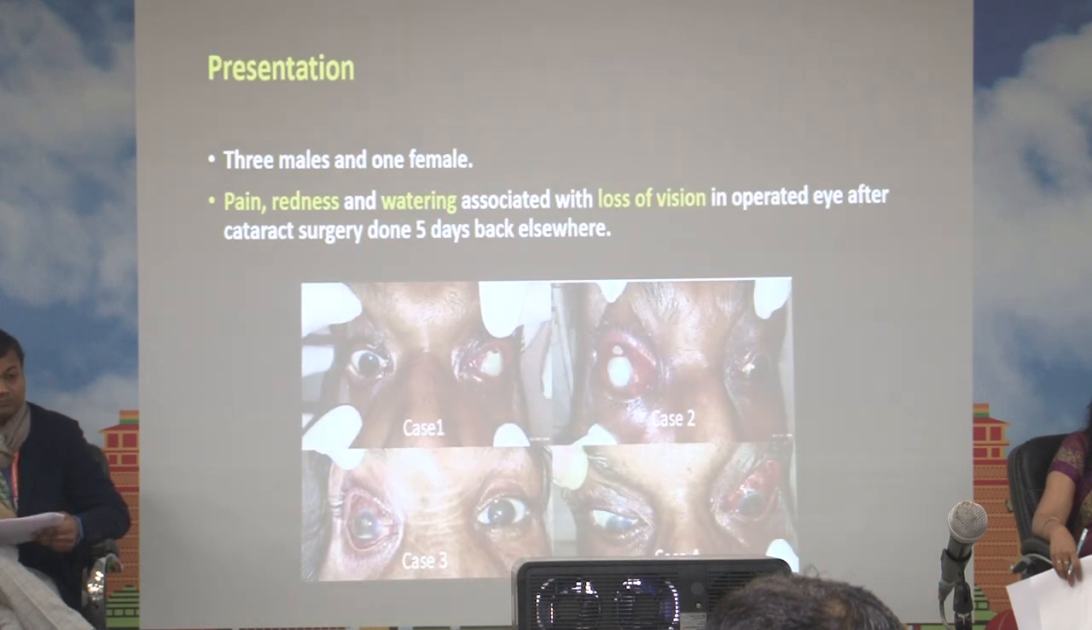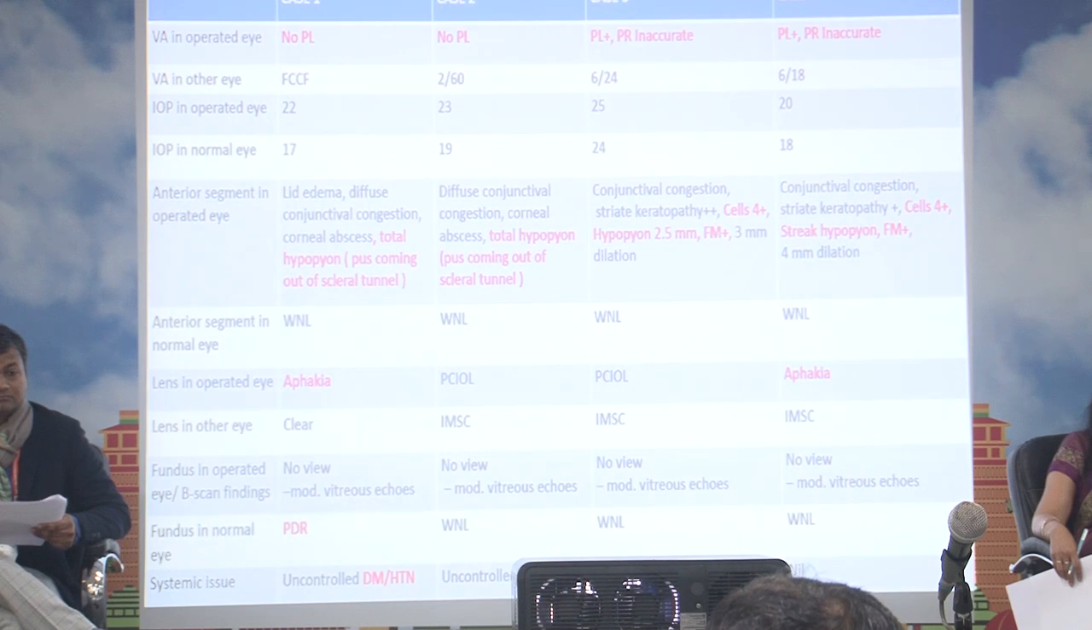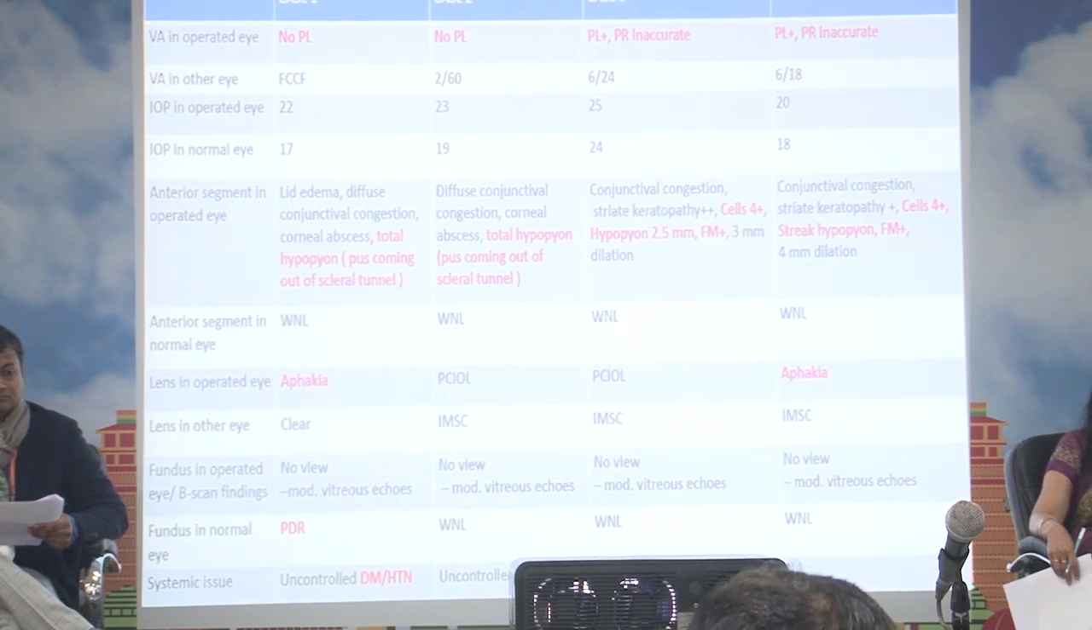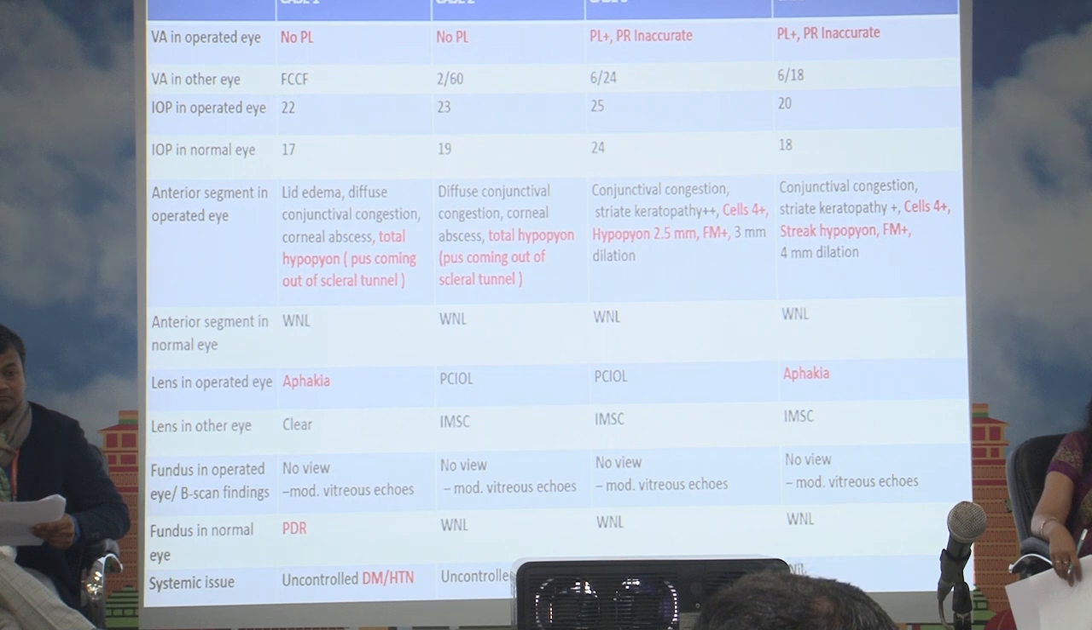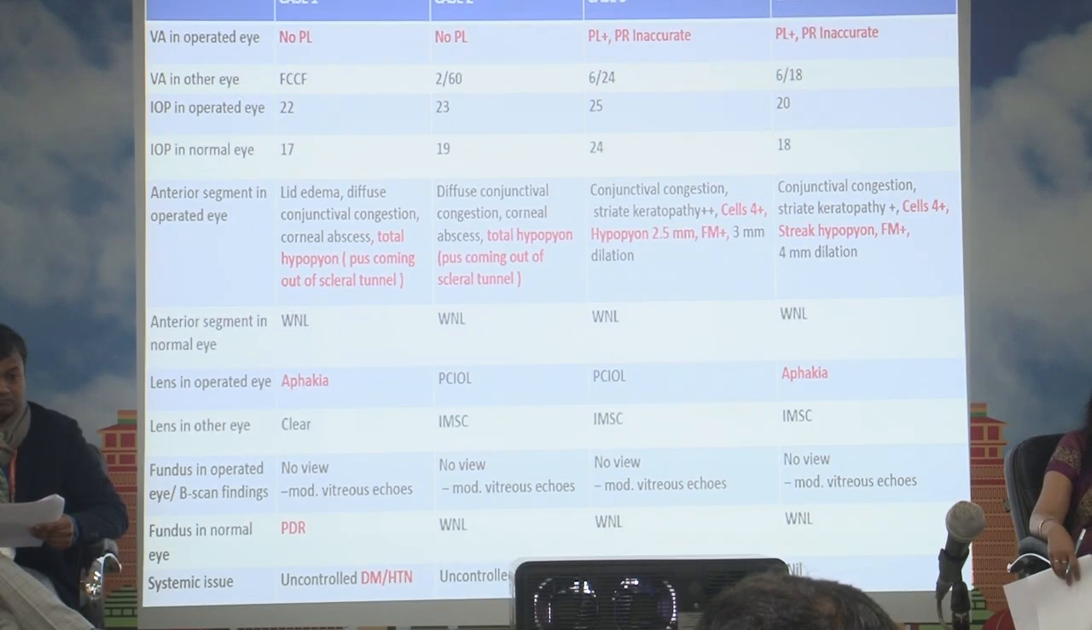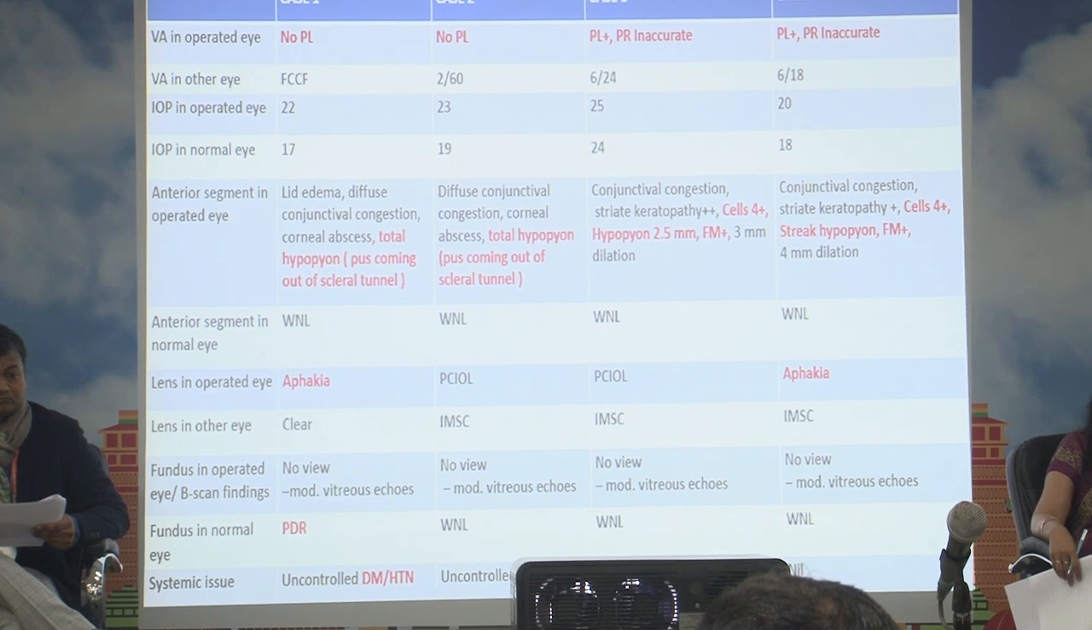Three males and one female presented to our clinic with chief complaints of pain, redness, and watering associated with loss of vision in the operated eye after cataract surgery done 5 days back elsewhere. Vision in the operated eye in cases 1 and 2 was no perception of light, and in cases 3 and 4 was perception of light present with inaccurate PR. Anterior segment finding in cases 1 and 2 was total hypopyon, and in cases 3 and 4 was cells 4 plus and fibrinous membrane.